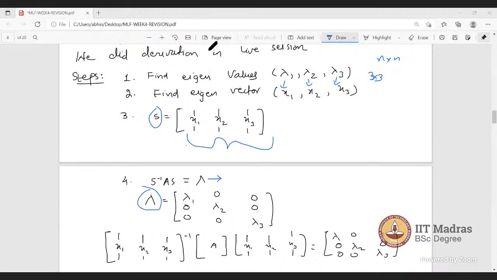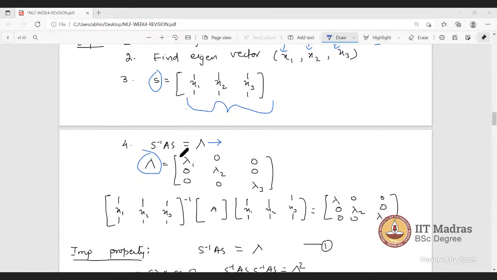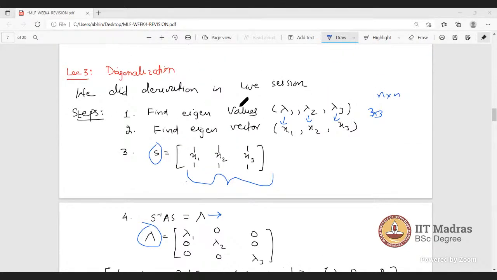Sir, can you please explain step 4, how you got capital lambda as this matrix? Yeah, okay. This derivation we have already done in the live session. No, sir, I am not asking about the derivation, but you have written capital lambda. How did you get this capital lambda matrix? Can you explain this? Yeah, so again, this comes from this derivation only. No, sir, but that previous live session is a property. Yeah, it's fine. It's a property.